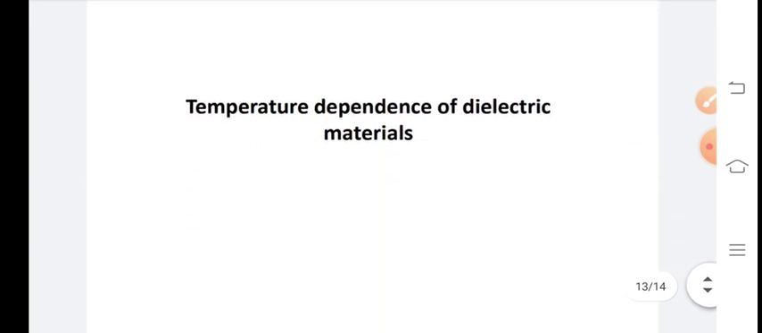And last is the temperature dependence of dielectric material. As we know, the orientation polarization is produced due to the alignment of dipoles of the polar molecule in the presence of electric field. The increase in temperature disturbs the alignment of the dipoles due to the electric field. So this effect decreases the value of dielectric constant with increasing temperature.